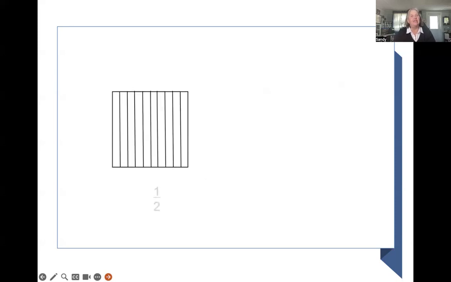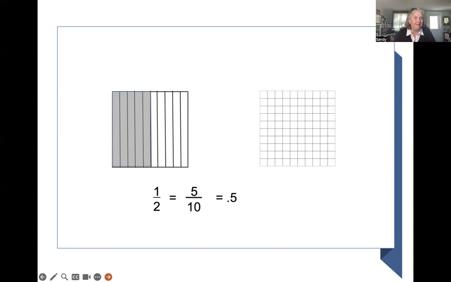Now, I can start here with coloring in half of it. See, we're linking. I've changed the look of the whole to that square. I could ask your child to color in half of it. So they shade in half of it. Now, what's another name? See, I can start to build those equivalencies by coloring in half. What's another name? 5/10. What's another way I could write that? Still 5/10, but as a decimal fraction.